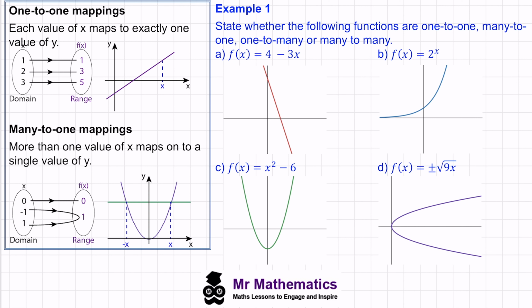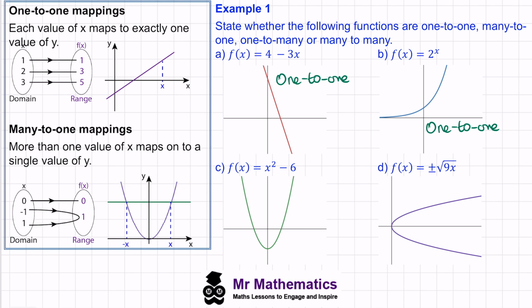So we can apply these ideas in example 1, where we've been asked to state whether the following functions are one-to-one, many-to-one, one-to-many, or many-to-many. In example A, we've got 4 minus 3x. Well, this is a one-to-one mapping, because you can see each value of x maps onto its own distinct value of y. In question B, we have the function 2 to the power of x. Again, this is a one-to-one mapping, because we can see only one value of x maps onto its corresponding y value.